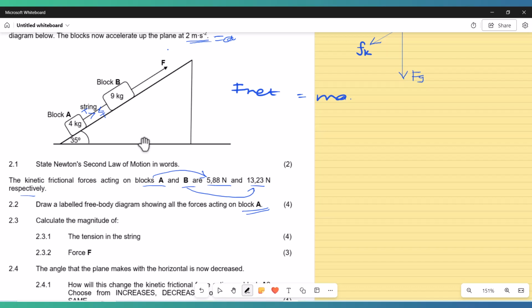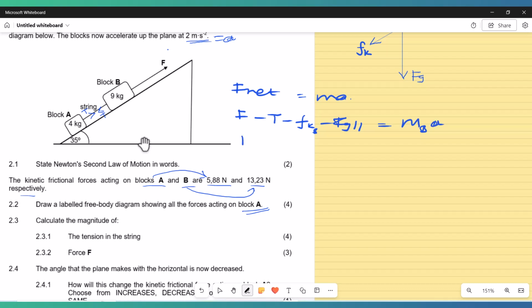So, considering the 9 kg block, which forces are pointing up? We have the force F. What about pointing down? We say minus tension force, minus frictional force, this is now for block B, then minus FG parallel, equals to MA, but the mass must be what? Mass of B times A.